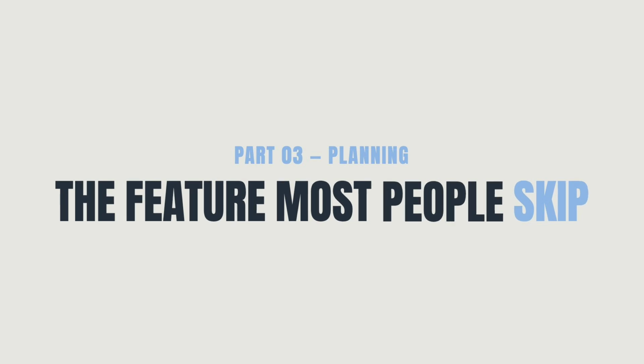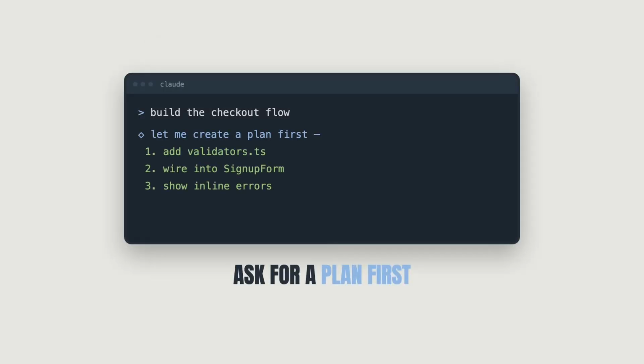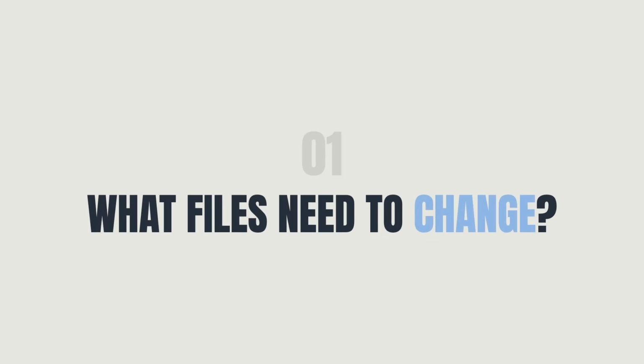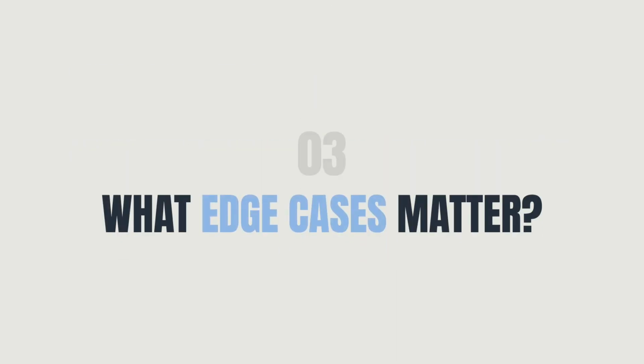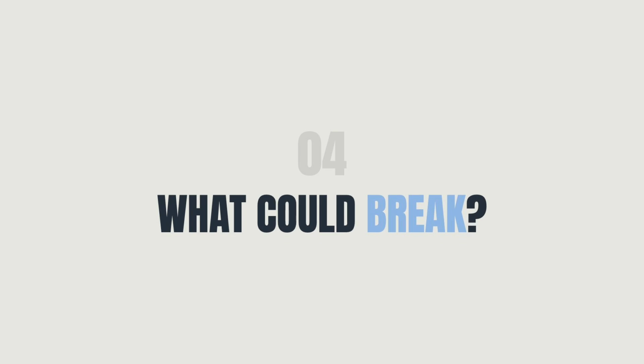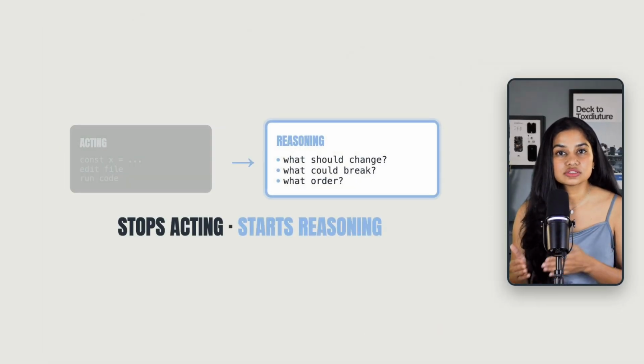Part 3, Planning. The feature most people skip. If there is one thing I would tell every beginner to start using immediately, it is plan mode. Seriously, this one habit saves you a lot of frustration. Instead of asking Claude to immediately start coding, you first ask it to create a plan. What files need to change? What is the safest approach? What edge cases should we think about? What could potentially break? When Claude switches into planning mode, it stops acting and starts reasoning.